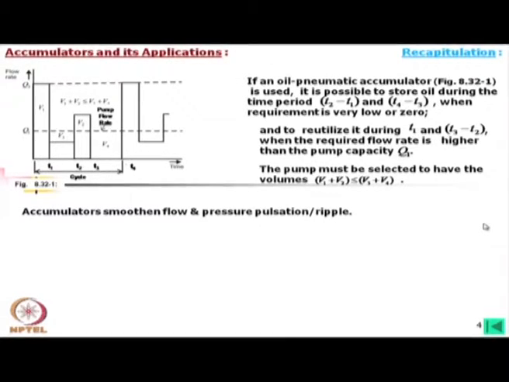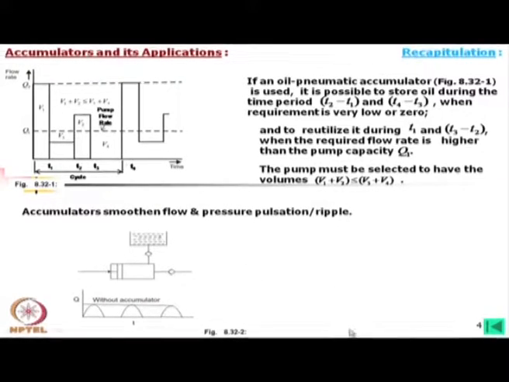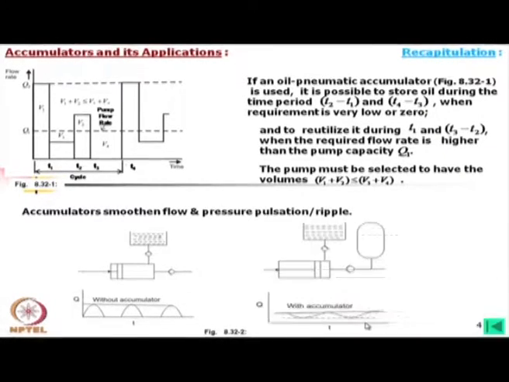Accumulator smooth flow and pressure pulsation or ripple. This we have already studied. A system without an accumulator has a pulse like this, and if you put in an accumulator, then this pulse is reduced. It may not be possible to eliminate the pulsation completely.